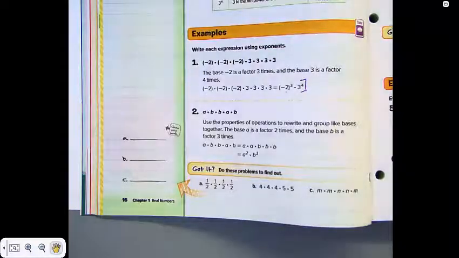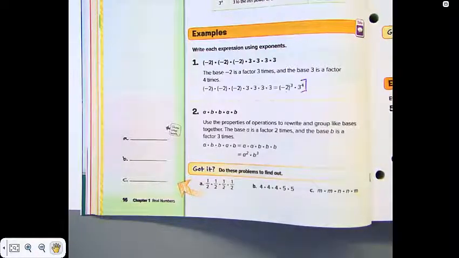All right, let's go ahead and move on to example 2 now, where we have A times B times B times A times B. It says use the properties of operation to rewrite and group like bases together. The base A is a factor 2 times, and the base B is a factor 3 times. So we're basically going to create exponents, powers, except we're just using letters instead of numbers. But the same basic principles apply.